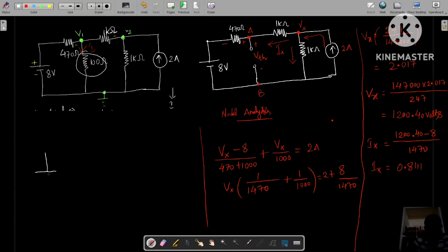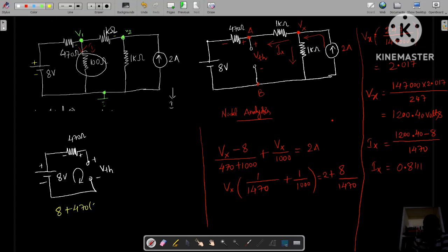So for this small loop, the voltage source value is 8 volts and this resistance value is 470 ohms, and it is plus and this is minus. So this is plus and this is minus, and you need to find the VTH value. So this is VTH, with the positive sign. Now when you apply KVL for this loop in any direction, what is the equation that you will get? Let me show. Going from minus to positive is a voltage rise, so I am taking plus 8, plus 470 into, what is the current flowing through that 470? 0.8111, plus to minus, so minus VTH is equal to 0.